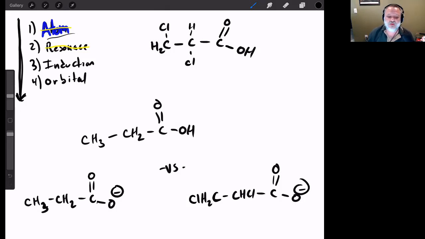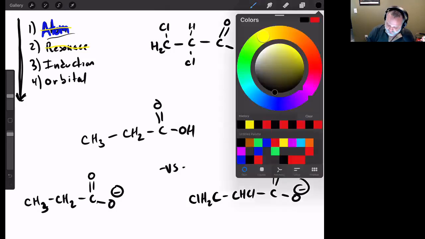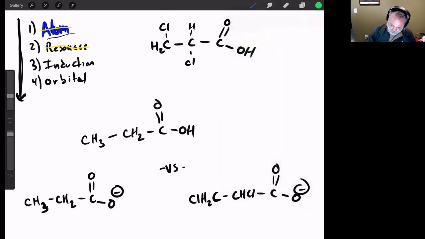We have to look at this idea called induction. Induction is how the acid strength of a molecule is affected by the presence of other electronegative atoms in the molecule. So I've got a chlorine attached to that carbon. I've got a chlorine attached to that carbon. I don't have any chlorines in that molecule. So how does that affect it? Well, remember that chlorine is an electronegative atom. And the more electronegative the atom is, the more it withdraws electron density.